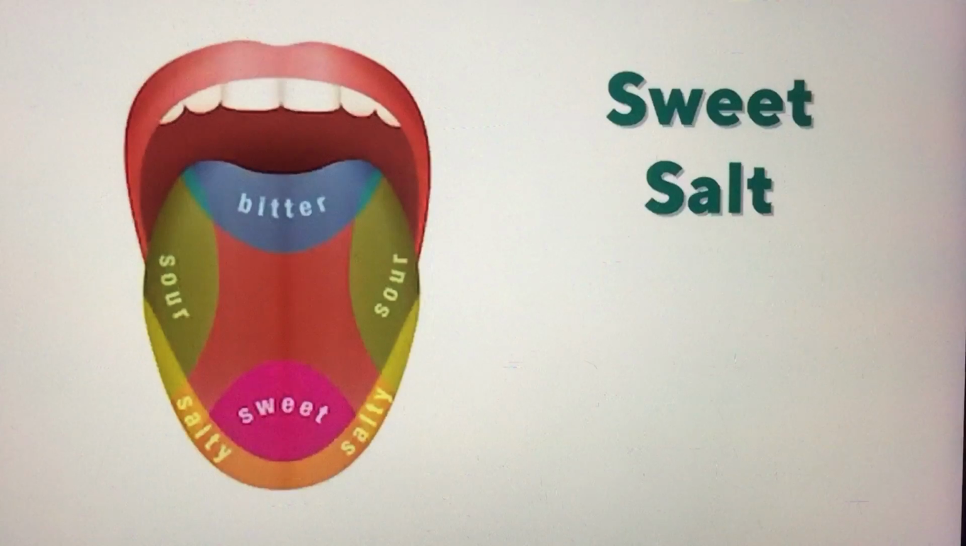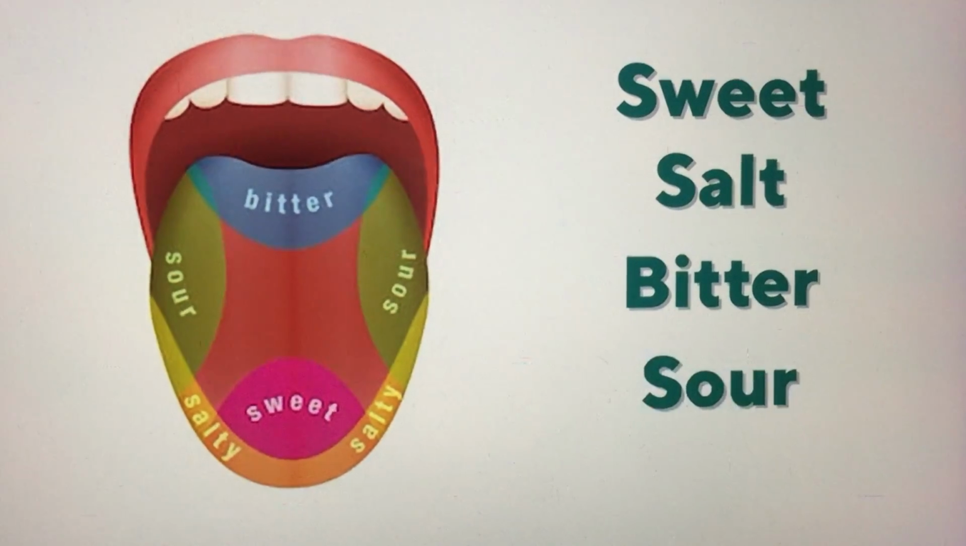The taste buds are grouped in groups of 4 and they help you to taste 4 kinds of taste: sweet, salt, bitter, and sour.